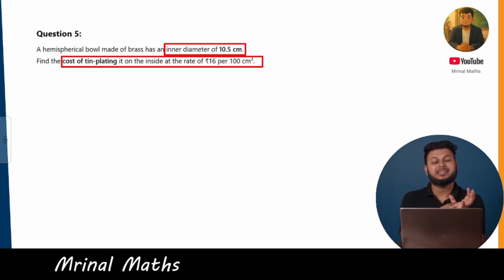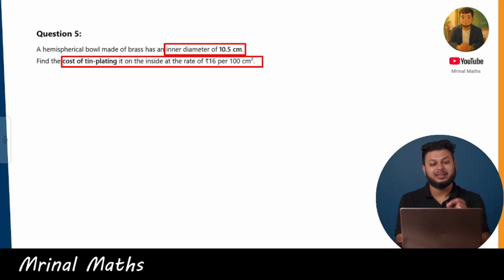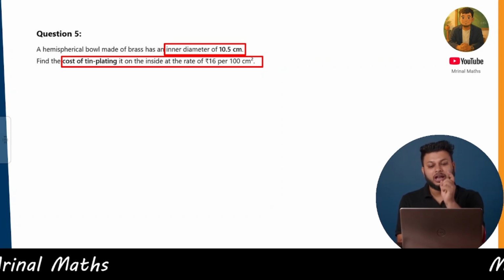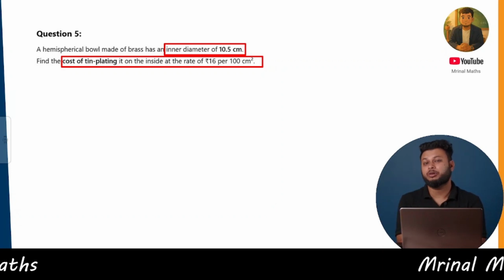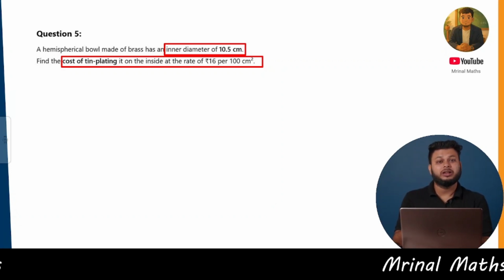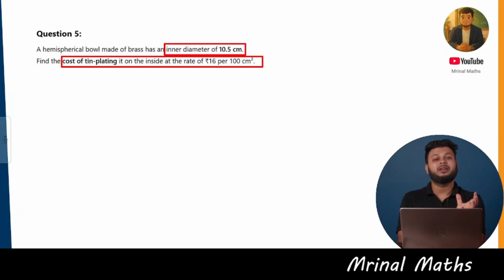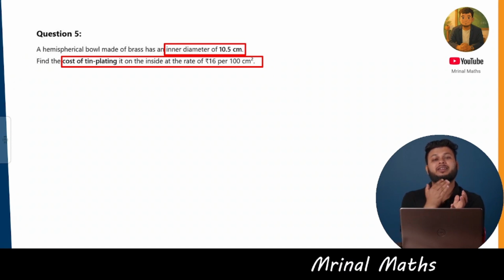Now for plating 100 centimeter square, the cost is rupees 16. Now they have given a hemispherical bowl which has a diameter 10.5 centimeter. Now they are asking what will be the total cost for tin plating it inside.